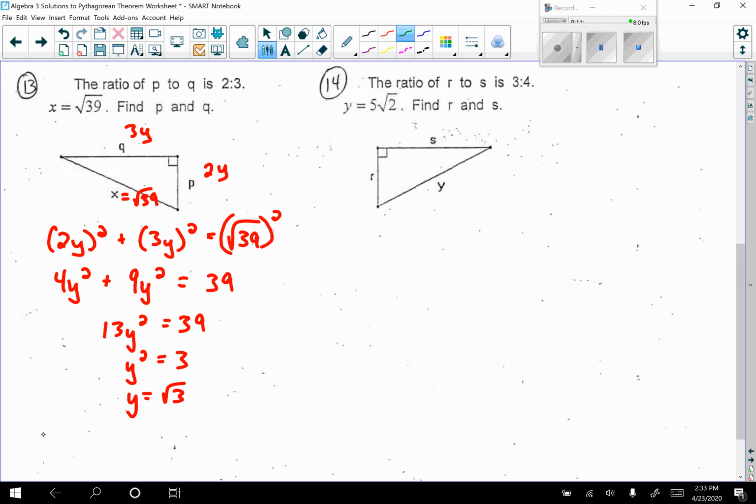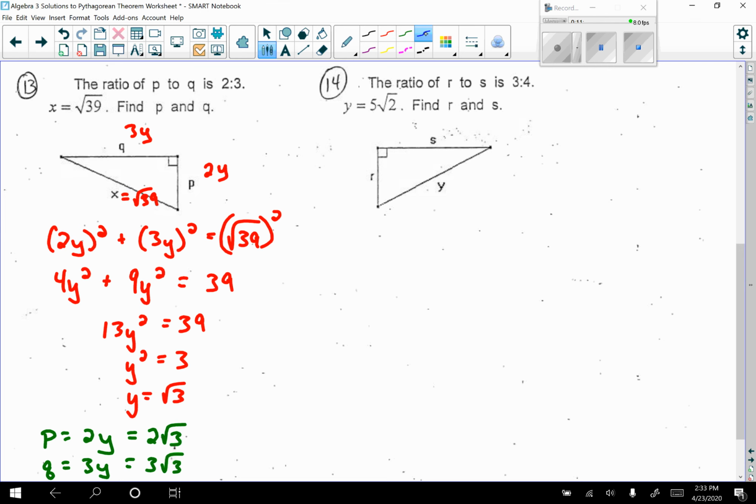So this means that p, which is equal to 2y, is really 2 radical 3. And then q, which is 3y, is really 3 radical 3. Now again, you can go back and check. When you square 2 radical 3, you're really going to get 4 times 3, which is 12 for p squared. And then when you square 3 radical 3, you're going to get 9 times 3, which is 27. So p squared is 12, q squared is 27. 12 and 27 will give you the 39, which is that x squared value.